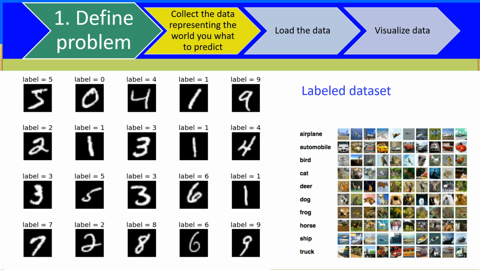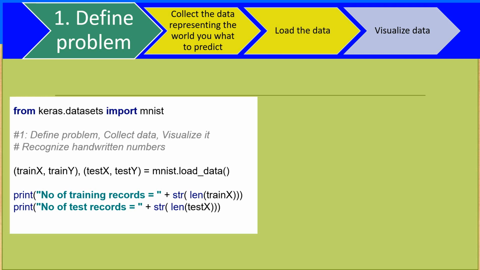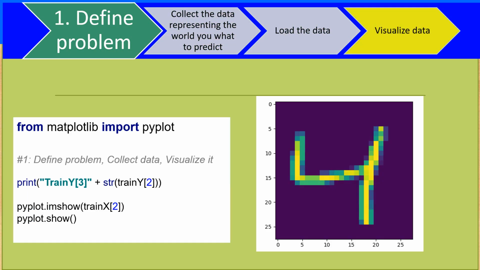Once you have accurately defined the business problem statement, the next step is to actually collect the data representing the world that you want to predict. For example, here we want to recognize handwritten digits, so a labeled data set needs to be created. Next, we need to load the data and then visualize it. Fortunately, Keras has various data sets. You can quickly visualize the data that has been loaded.